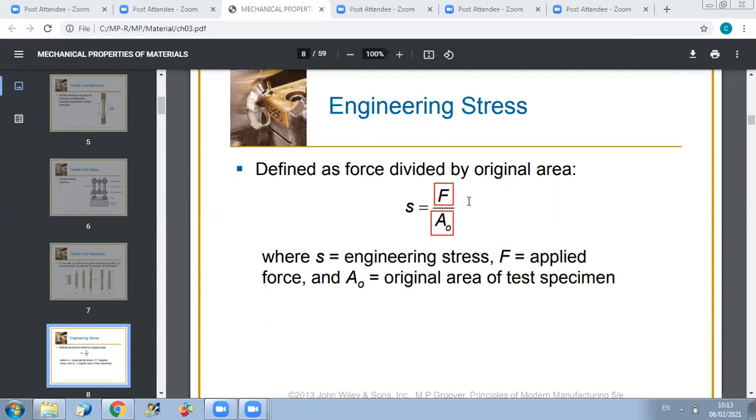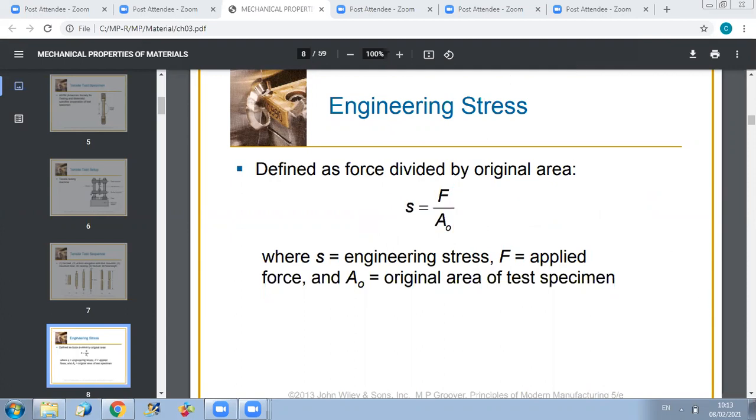We will define after that what is called true stress. Sometimes the symbol here will be sigma, which is the symbol of stress. Sigma engineering is F over A0, while true stress, true sigma, is equal to F over the actual area of the specimen at any time. So this is actually representing the stress, while engineering stress is directly proportional to the applied force.